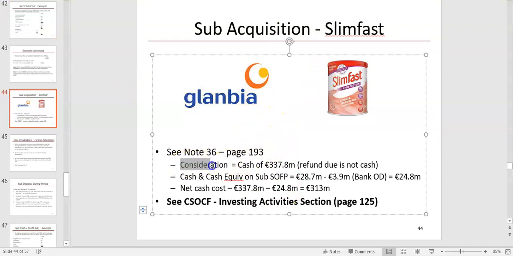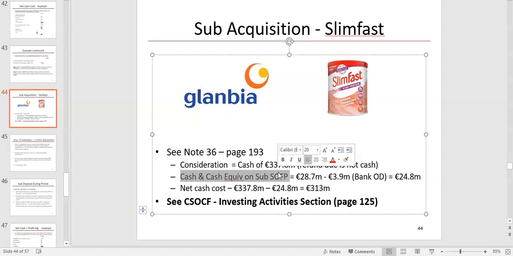They show you what the consideration is. They show you the cash and cash equivalents, right? And they show you how to get the net cash cost. So the net cash cost, which goes to the statement of cash flows, is 313 million, which is made up of how much they spent in consideration, less the amount of cash and cash equivalents they got from SlimFast's statement of financial position at the date of acquisition.